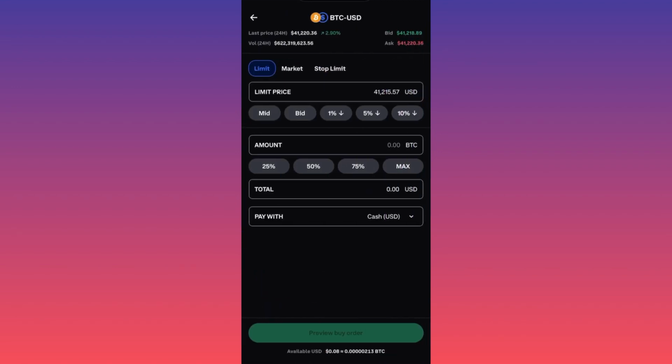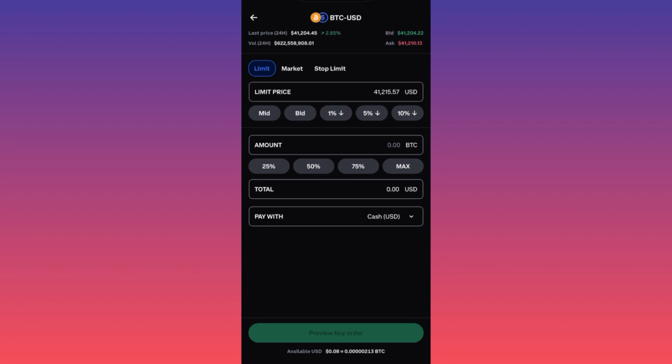And over here, with the recent updates of advanced trading, you will see that again we have buy limit, which is the limit price. For example, Bitcoin now is at 41,220. For example, you want to buy only at 41,000, right? So you're going to set up your limit price.